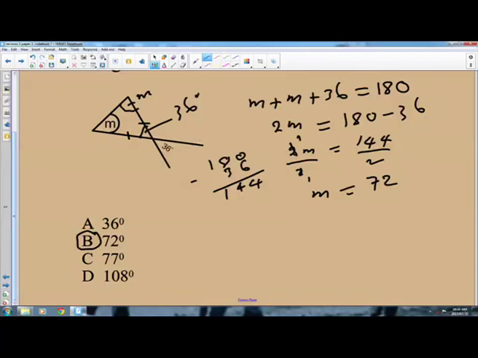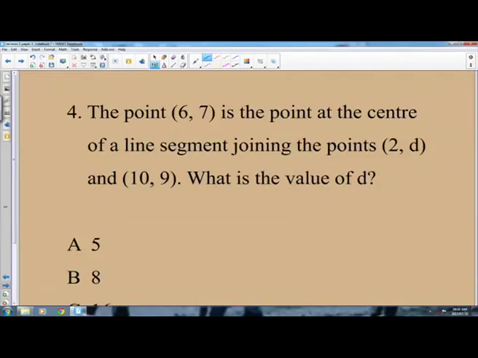Right. Let us continue with our discussion and have a look at another revision question. It says the point 6, 7 is the point at the center of a line segment joining the points 2, d and 10, 9. What is the value of d? So we have to find the value of d.